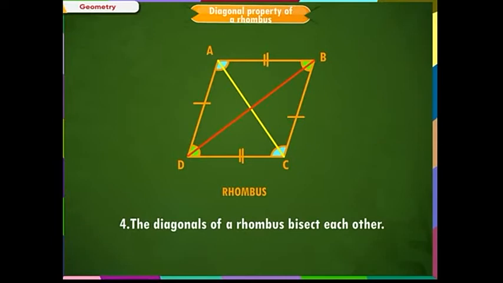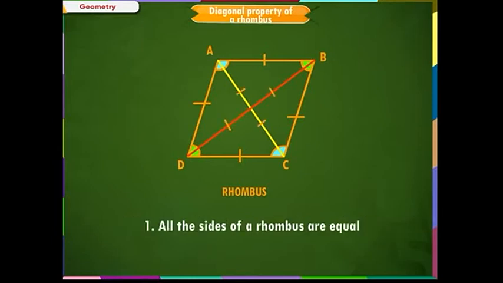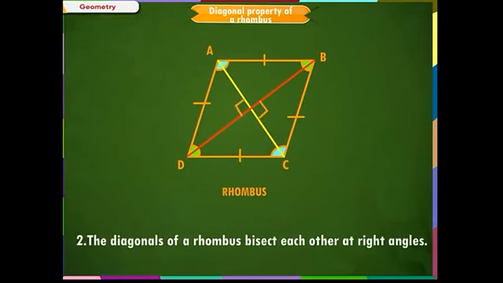Apart from these properties, there are two exceptional properties of rhombus. These are: all the sides of a rhombus are equal, and the diagonals of a rhombus bisect each other at right angles. This is the diagonal property of a rhombus.